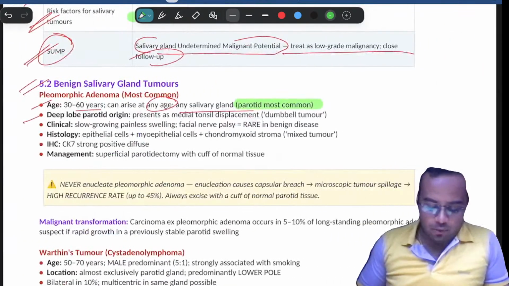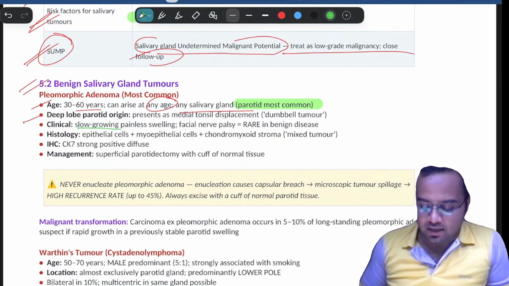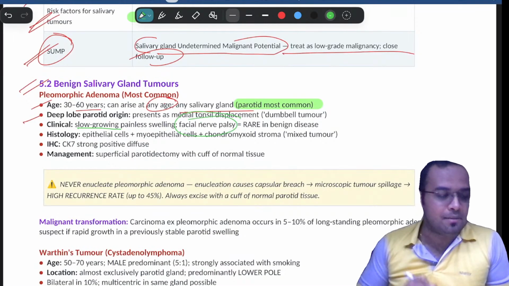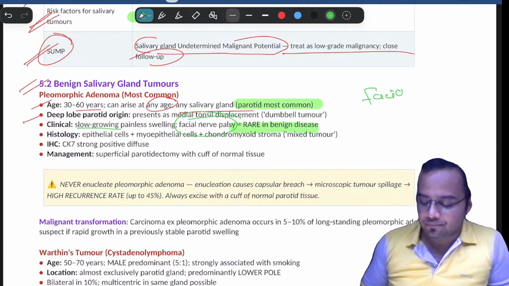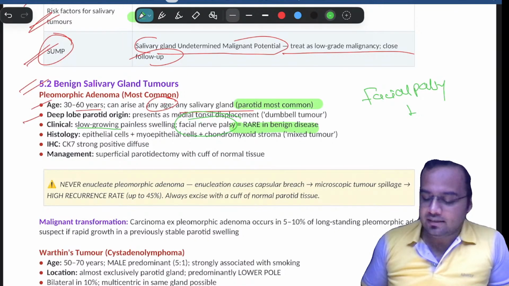Now we are going to talk about the clinical features. It is a slow growing painless tumor, and it might be associated with facial palsy, but remember it is rare. So if you are going to see a facial palsy, consider malignancy.